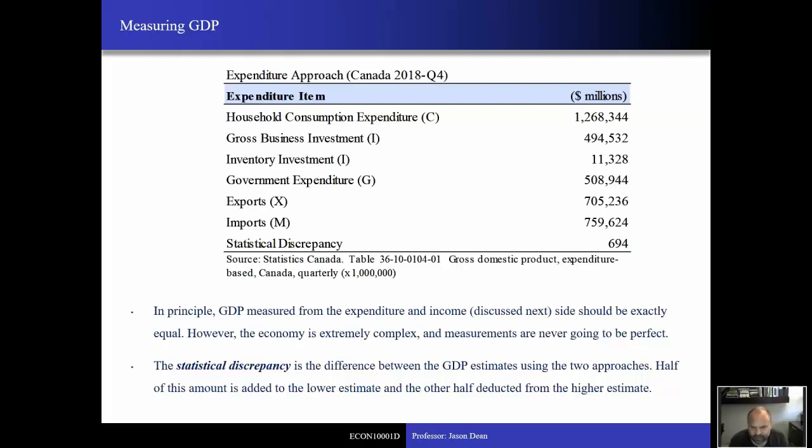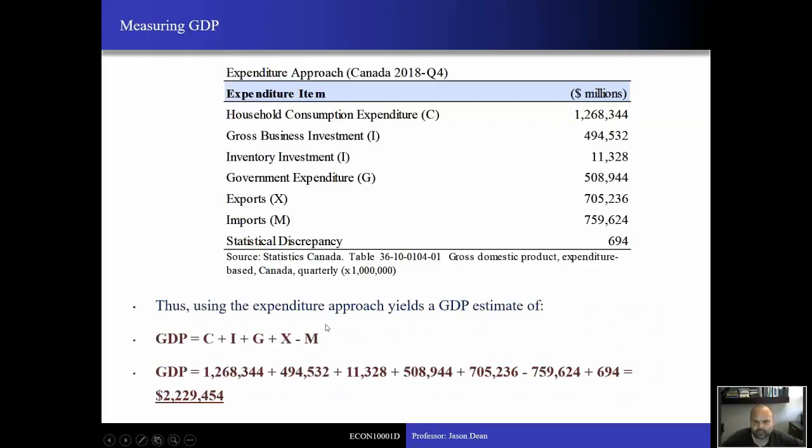So the actual value for the statistical discrepancy is just the difference between the income approach and expenditure approach. We're going to look at the income approach in a moment, but it's just the difference between the two, and then you divide it by 2 and then add it to the lower estimate, and subtract it from the higher one. So using this table, the GDP is $2.2 trillion. So we're adding the consumption, investment, government spending, net exports, and then we're just adding this statistical discrepancy.